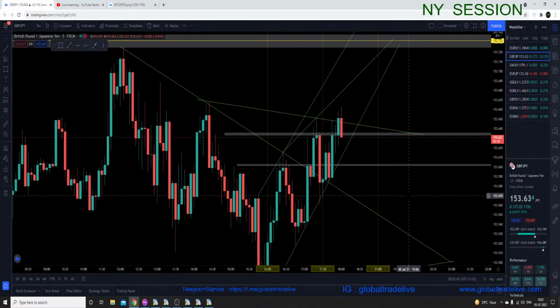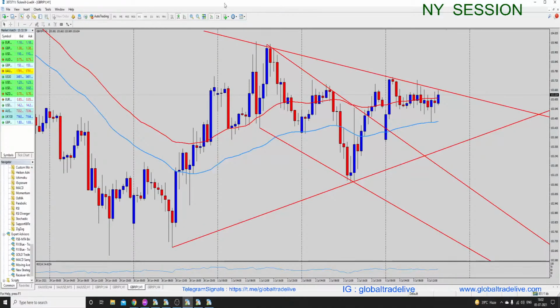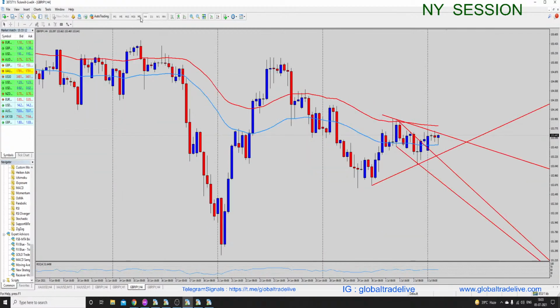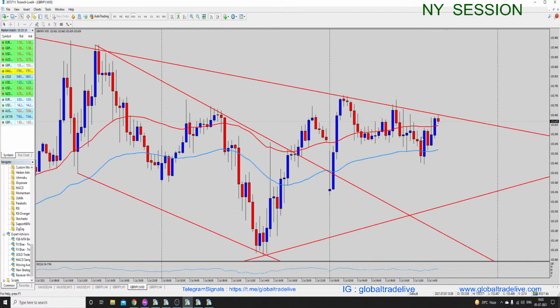It's rejecting the same area it rejected earlier. So it can close back in the range, and then it can just go down. Let's see here. So this 30-minute candle can just go down.